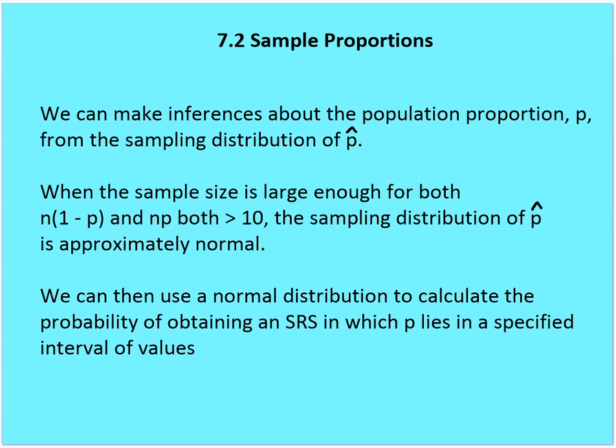So we're talking about conditions now before we get into evaluating. We need to make sure the conditions are met. And in an FRQ, you need to show or demonstrate that the conditions are met before you do the evaluation. The first condition is that we need to make sure the distribution is normal. We can say it's approximately normal when n times 1 minus p and np are both greater than or equal to 10. The sampling distribution of the sample proportion will then be approximately normal. All right, so that's the first condition.